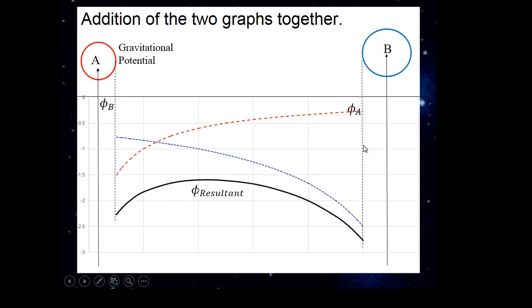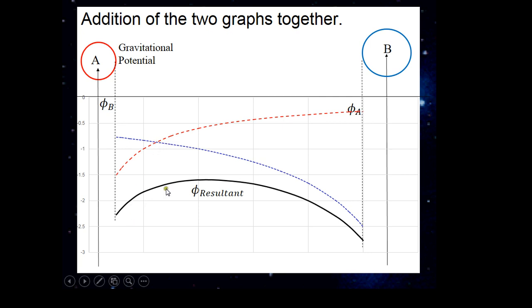You will notice two things. One, for B, the value is bigger. The value is more negative. I'll be very careful: it's more negative than the value at the surface of A. Why? Because B is more massive, more dense, and so forth. You get this. You notice that they intersect at a certain point.